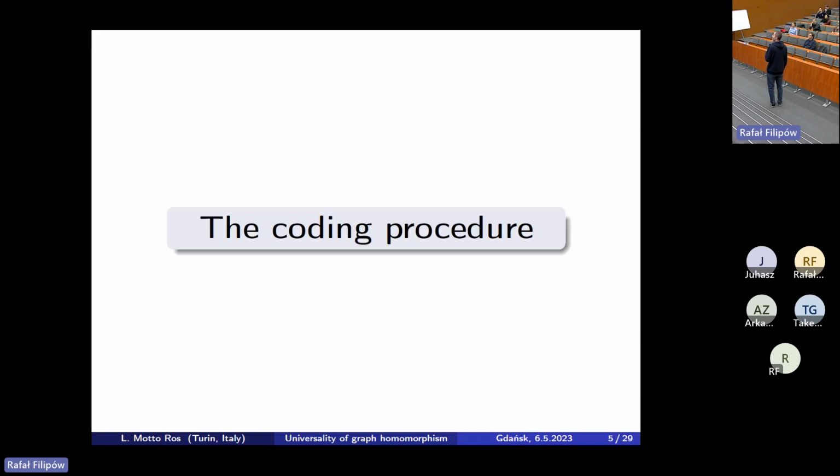And surprisingly, this coding procedure is amazingly easy. So this is why I suspect that maybe this can be known, but we spoke about that with many people. We've searched the literature. We couldn't find anything. But if you know some references pointing towards this kind of ideas, please let me know. So how does it work?